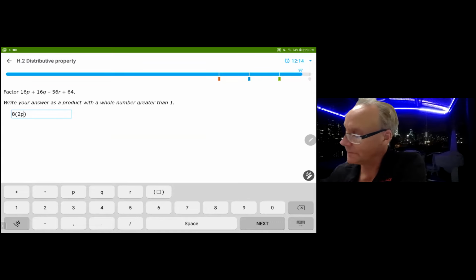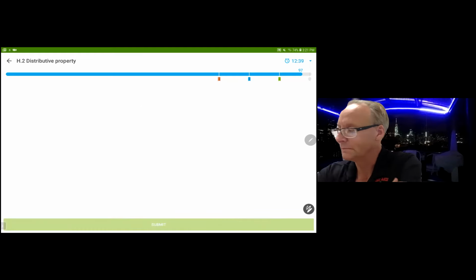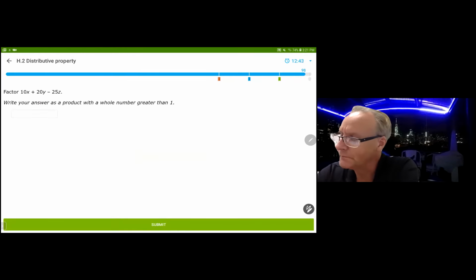I've got a 2p plus a 2q minus a 7r and plus 8. Looks like if I multiply 8 times all those terms, I get them. Looks good. And maybe one more, maybe 2, hopefully 1.